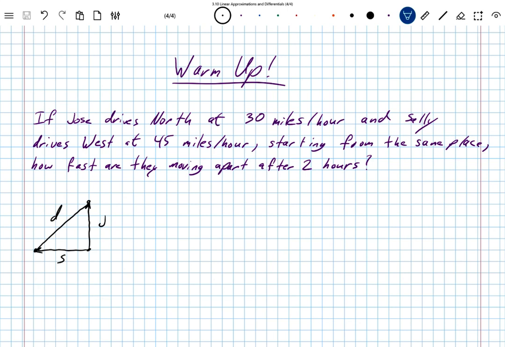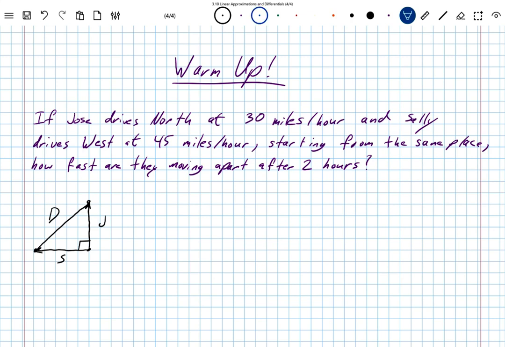The thing that you need to recognize right away is that this shape is a right triangle. Okay, and let me change this D to something else. Let me change this to a capital D, and you'll see why in a second. It makes my derivatives look prettier.